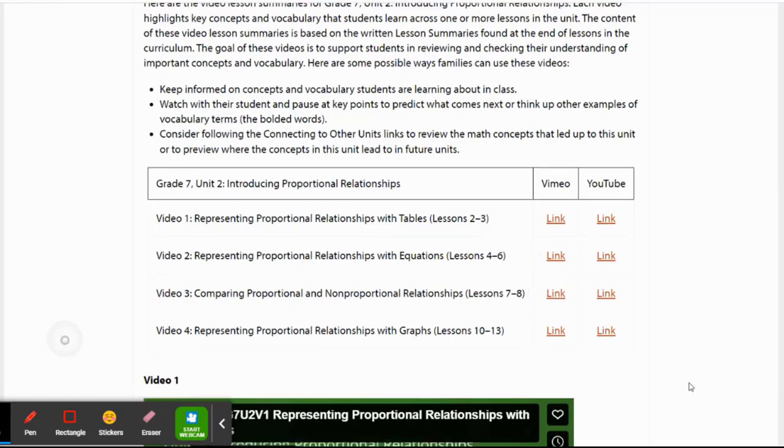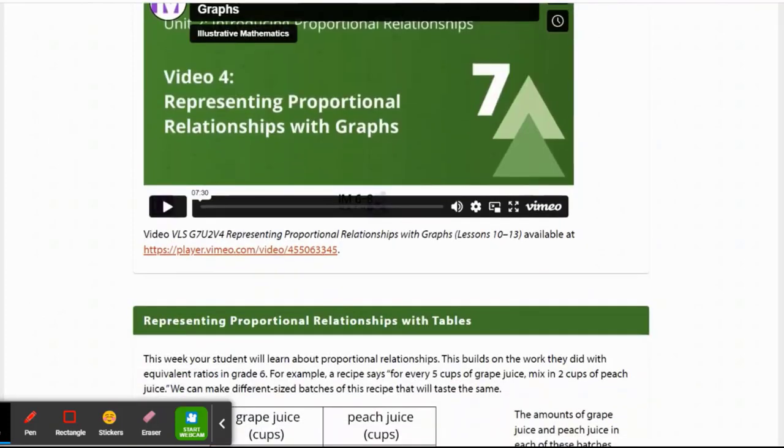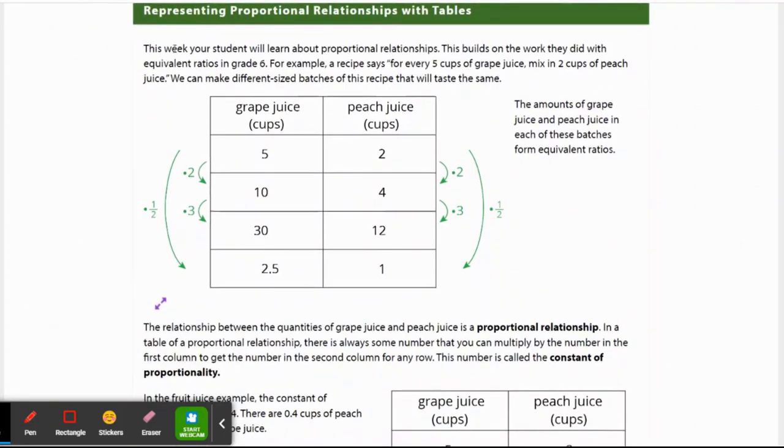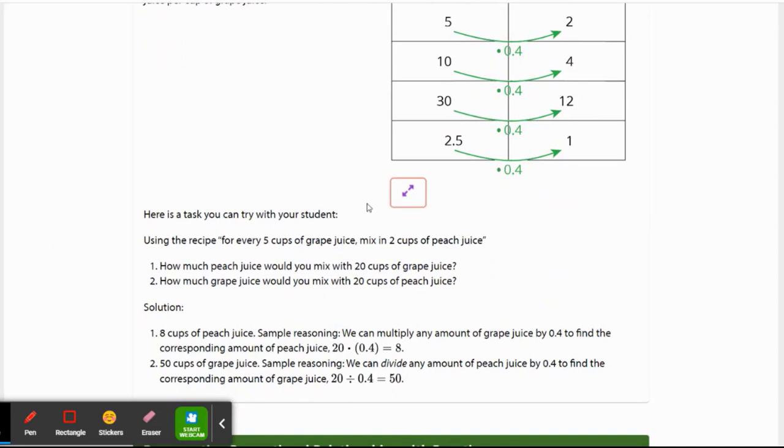Below the videos on this page, you'll find a weekly letter that summarizes what your student will be learning during the week. This first week of the unit is about representing proportional relationships in tables, and you'll see and read about a couple different ways students might approach reasoning using tables with proportional relationships. Important vocabulary is bolded.